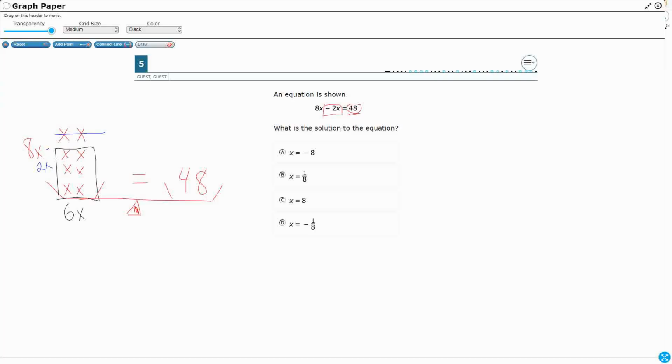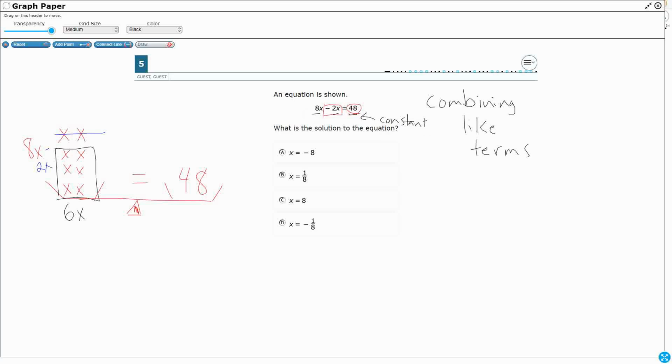And what this is called is combining like terms. You have three different terms in this problem. You've got an 8x, a 2x, and a 48. This is what we call a constant because there's no variable. There's no x, there's no y, there's no z. It's just a plain number.